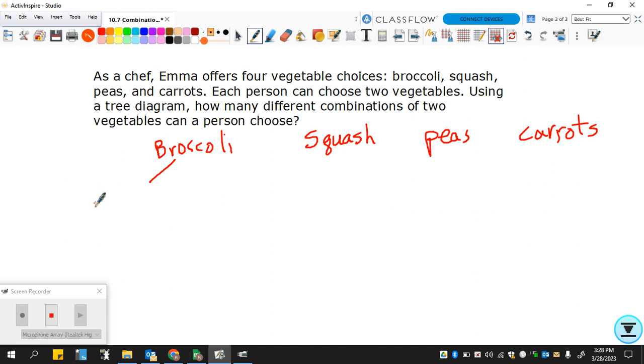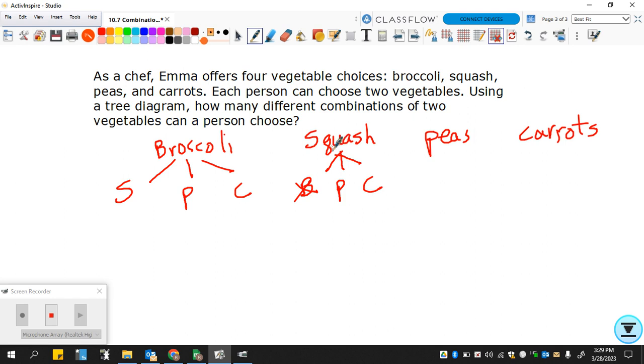I'm just going to use S for squash. You can do broccoli and peas. You can do broccoli and carrots. Okay? Or you can do squash and broccoli. All right, well, we've already got broccoli and squash, so that cancels out. We can do squash and peas, squash and carrots. Okay, we're not going to do squash and squash because you're not going to have a double order of squash.